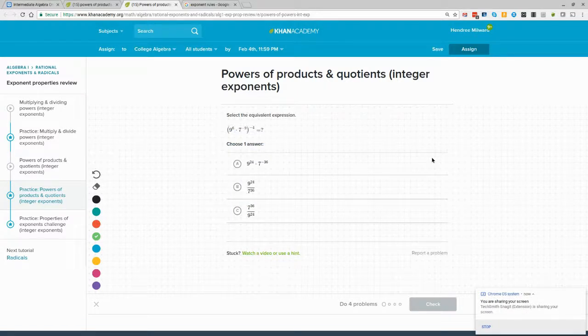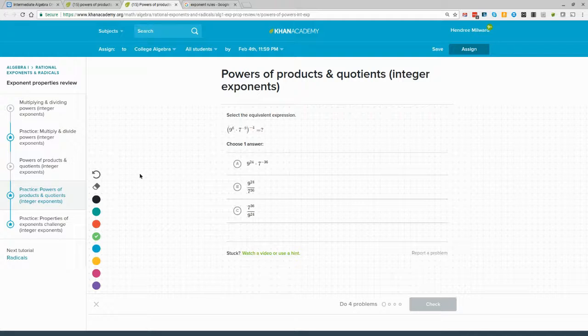Okay, powers of products and quotients with integer exponents. Integers just mean that the exponents are whole numbers. And even though this is focused on product to a power or quotients to a power, those two specific rules, there are other rules involved in this one. So it can be complicated if your exponent rules are a little shaky because you have to combine a bunch of them. But they should all start out with either raising a product or a quotient to a power.